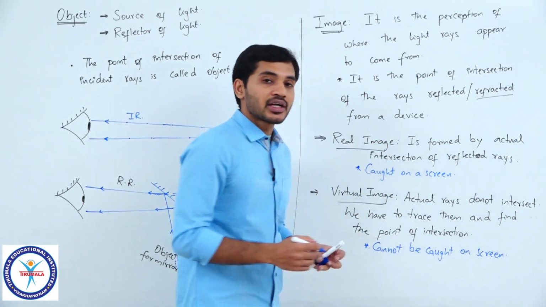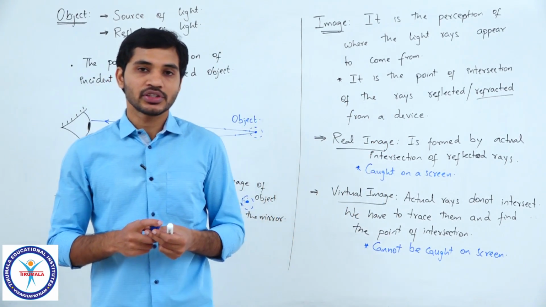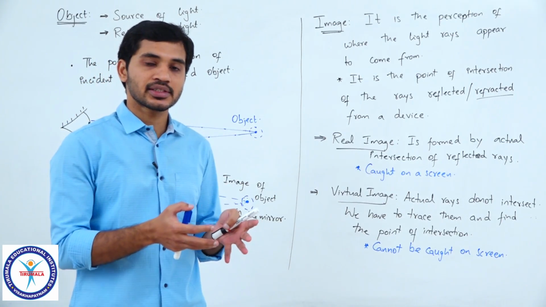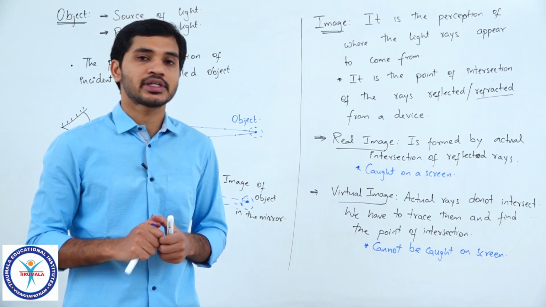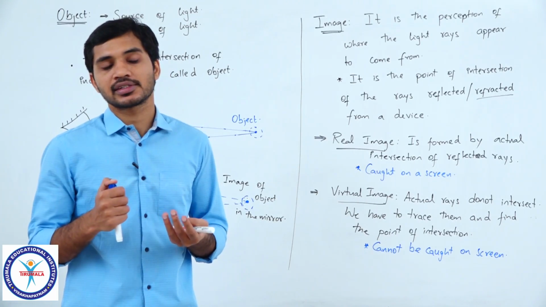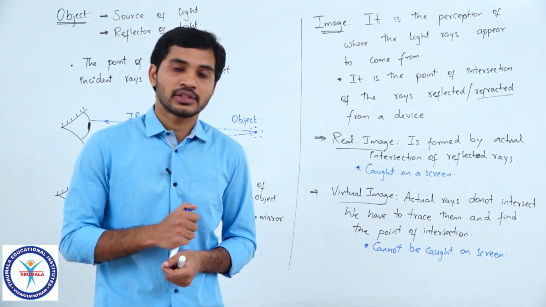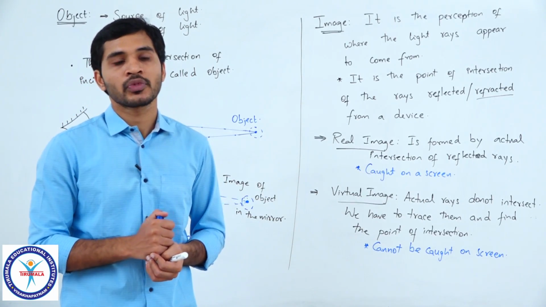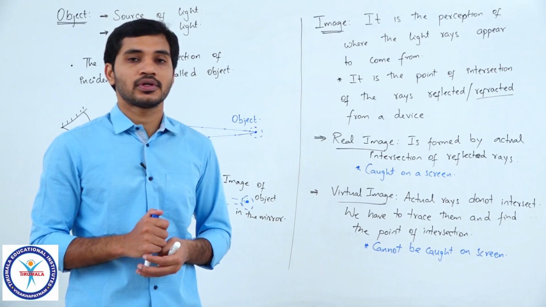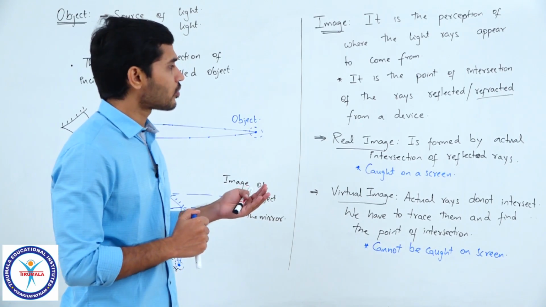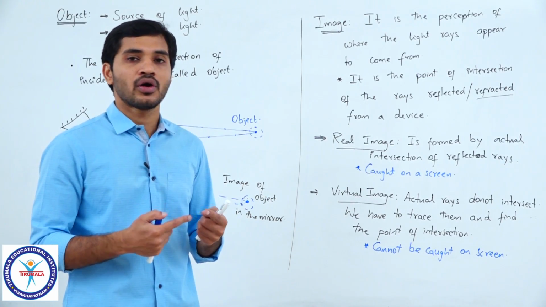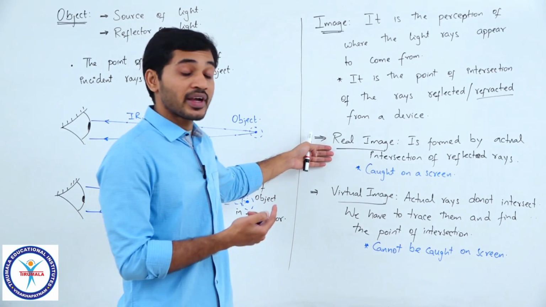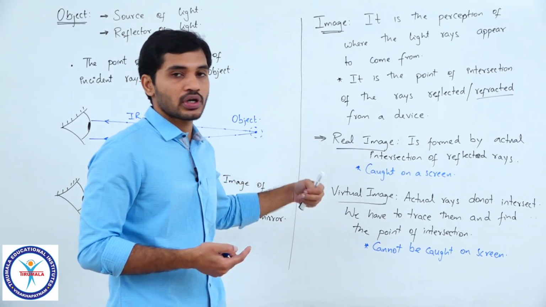So, that is the basic idea about object and image. Remember that the object is associated with the incident rays and their point of intersection, whereas the image is associated with the reflected rays in this scenario, and later on refracted rays also, and the point of intersection of those rays. Depending on whether actual light rays are meeting or they are appearing to meet each other, we define the image either as a real image or a virtual image.